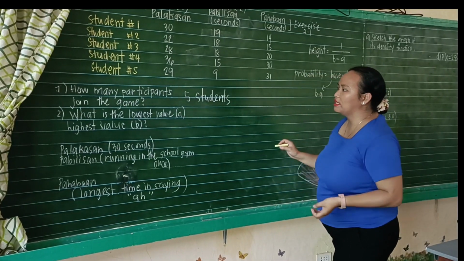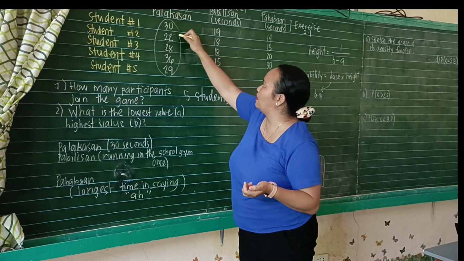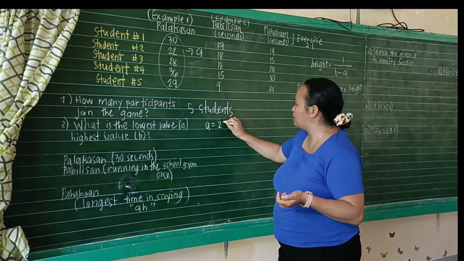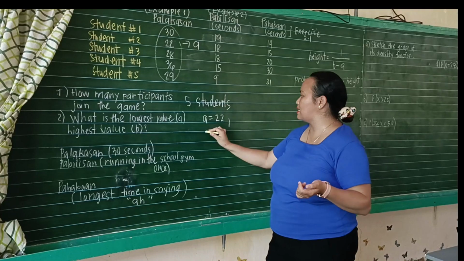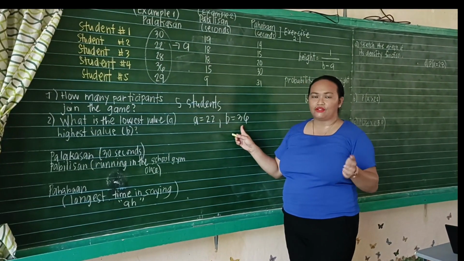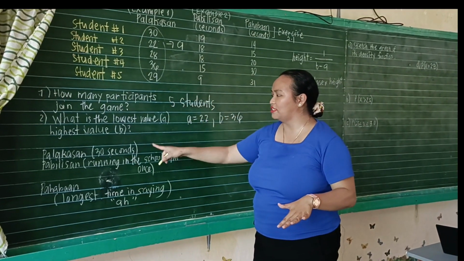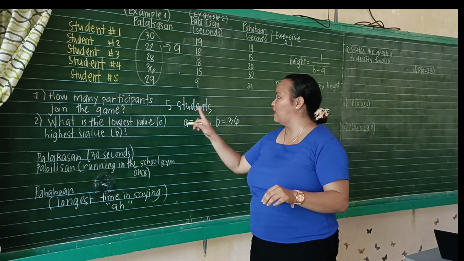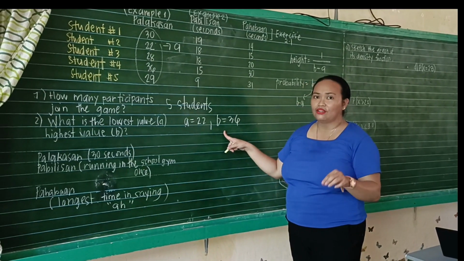Number 2, what is the lowest value, which is the A? In here, the lowest value is 22. So A is equals to 22. How about the highest value, which is 36? So B is our 36 or the highest value. So just remember, the palakasan is the number of jumping jacks in 30 seconds. The lowest value is 22, which is the A, and the highest value is B, 36.